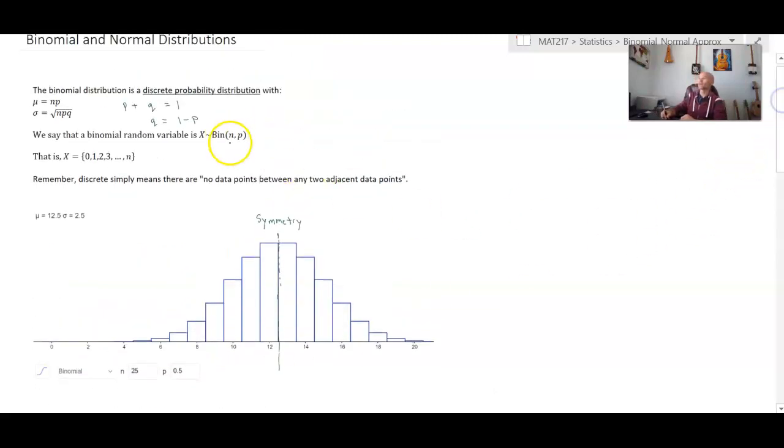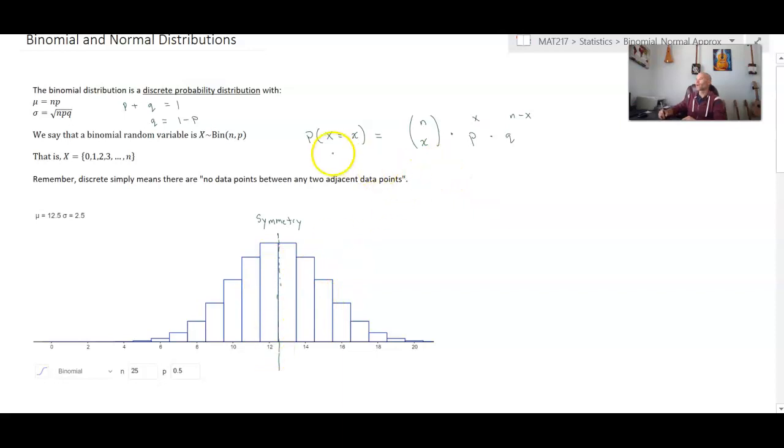Back up here, we just needed to know how many values were possible and what's the probability of success, and then we could build this. We could figure out the height of each of these bars by computing the probability that x is equal to one of those particular values, which is n choose x times p to the x power times q, which is 1 minus p, to the n minus x power. Okay, so that's how we would compute the probability.